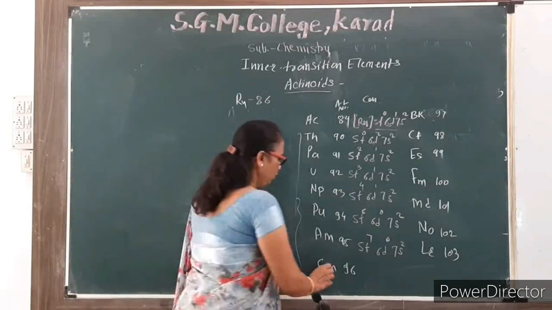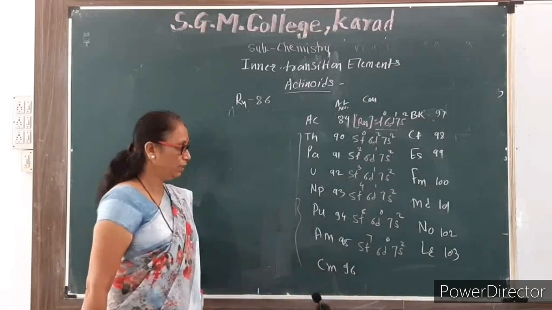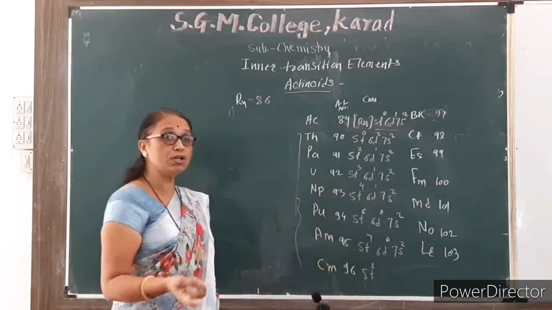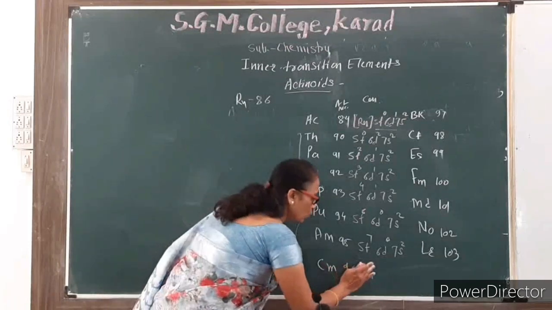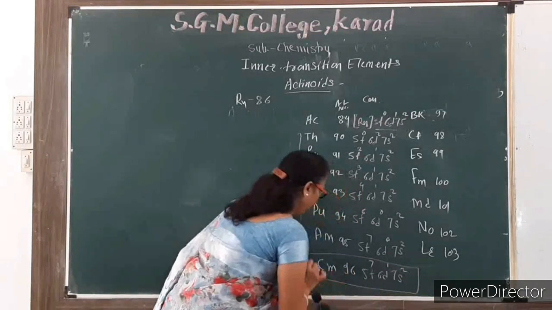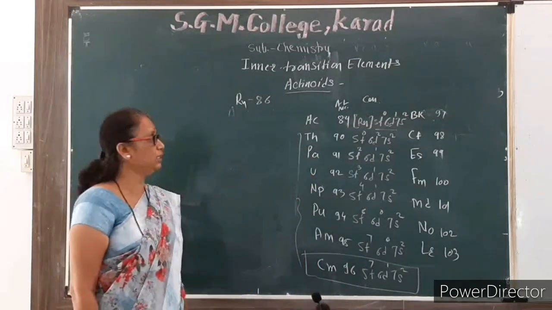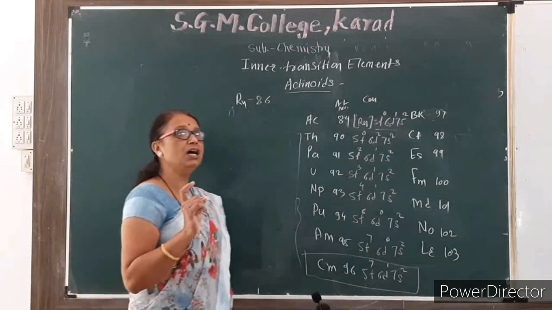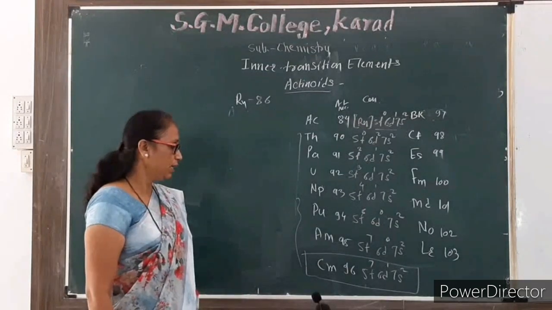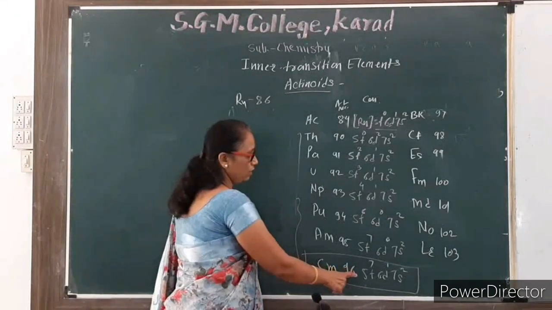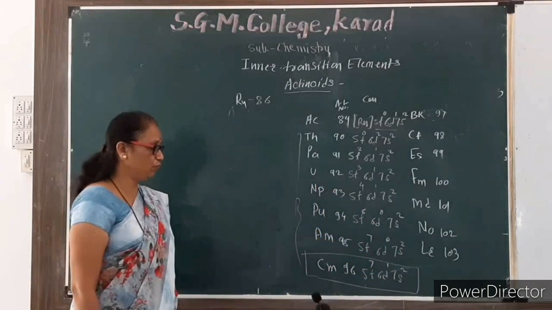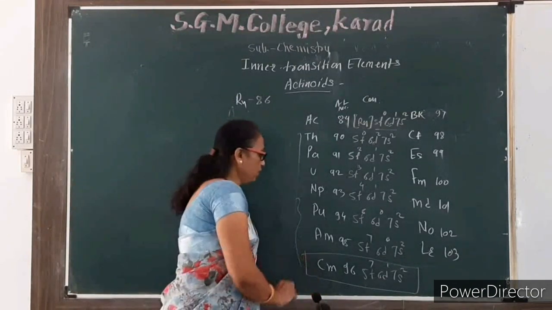Then americium, if regularly filled, there should be 5f8, but as half-filled orbitals are more stable than incompletely filled ones, it is 5f7 6d1 7s2. Curium is the central element in the actinoid series, like gadolinium in the lanthanide series. The configuration is similar for gadolinium and curium. In gadolinium it was 4f7 5d1 6s2. In curium it is 5f7 6d1 7s2. This is the configuration of curium.